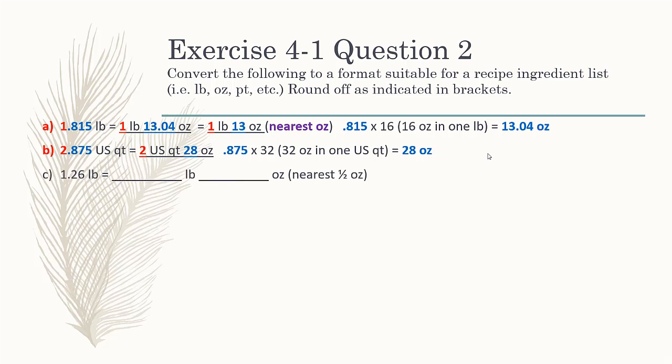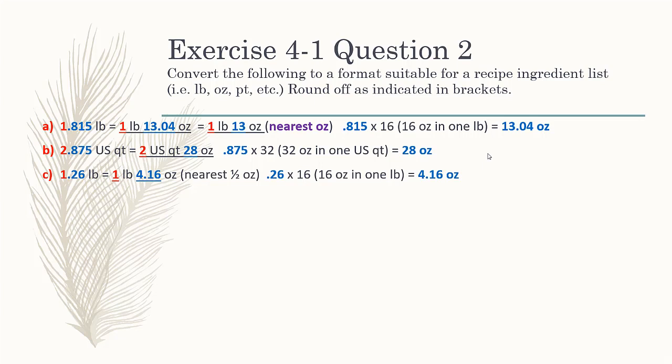We have 1.26 pounds. We want to convert that to pounds and ounces, rounding it off to the nearest half ounce. Again, the easy part, 1 whole pound is always 1 whole pound. Now we take the decimal 26 and multiply it by the relationship between ounces and pounds. That hasn't changed. Decimal 26 times the 16 ounces there are in 1 pound. That leaves us with 4.16 ounces.